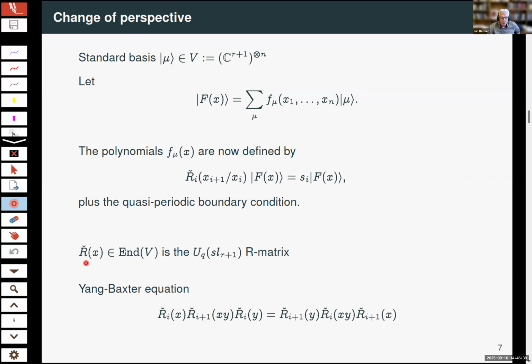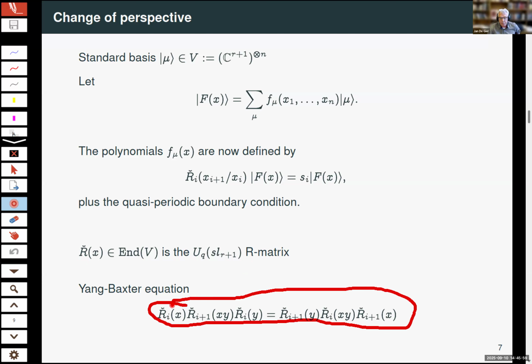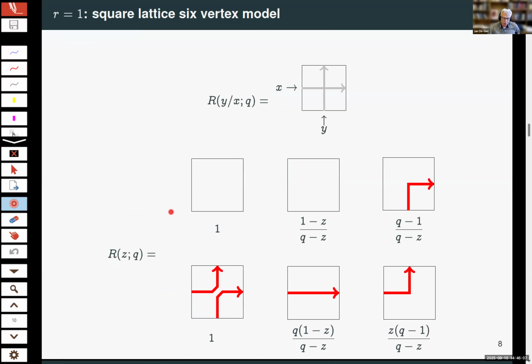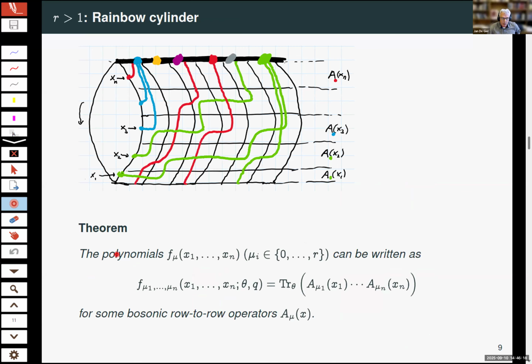And this R check, for this example, is the R matrix coming from U_q(sl_{R+1}). So R=1 is the 6 vertex model, but this is a higher rank example. And of course, it satisfies the Yang-Baxter equation. Okay, so all good. Why am I doing this? Well, just to remind you, this is the 6 vertex model, and I'm going to use these pictures to denote the 6 configurations as lattice paths.